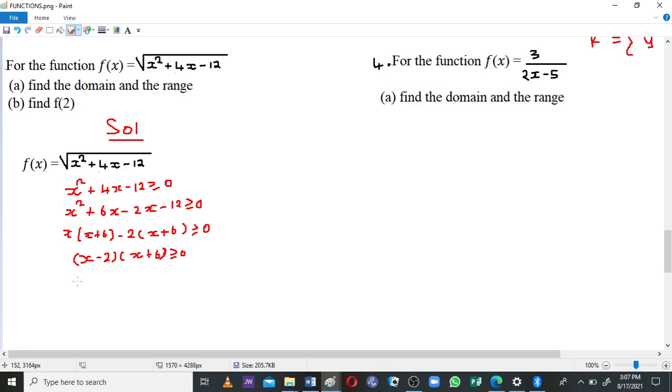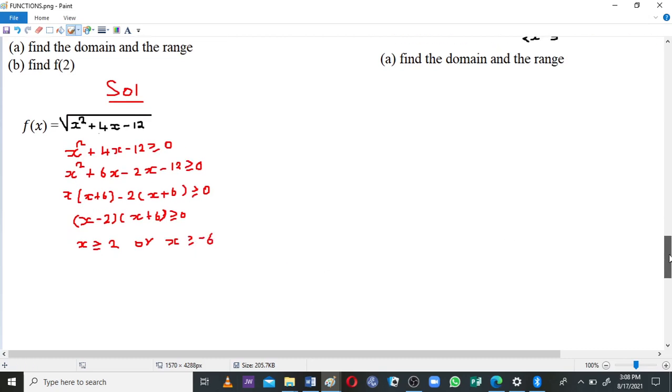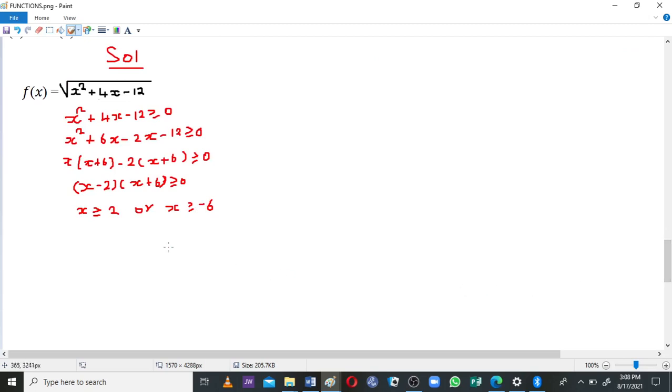So this means x is greater than or equal to positive 2, or x is greater than or equal to negative 6. So these are critical values that we have for x. Now, to find the domain, you can draw a line. Let me draw a nice one. You can draw a straight line, which can help you find your domain.